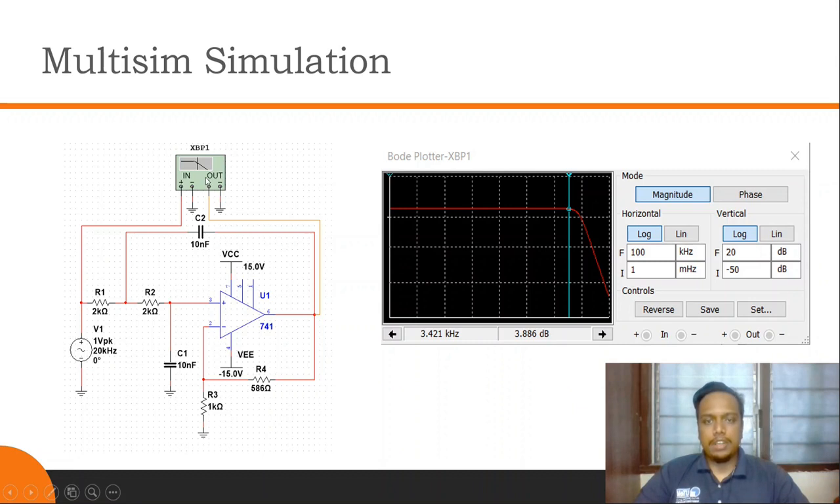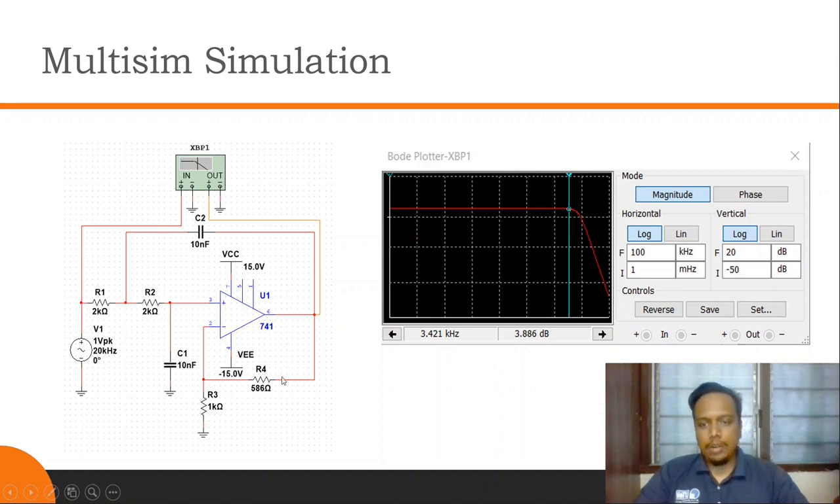Then we connect it to a Bode plotter. When you run it, this is the waveform we get. This curve is what we call a frequency response curve. This straight line until the drop is called the pass band, and then it drops straight down, and this is what we call the slope.